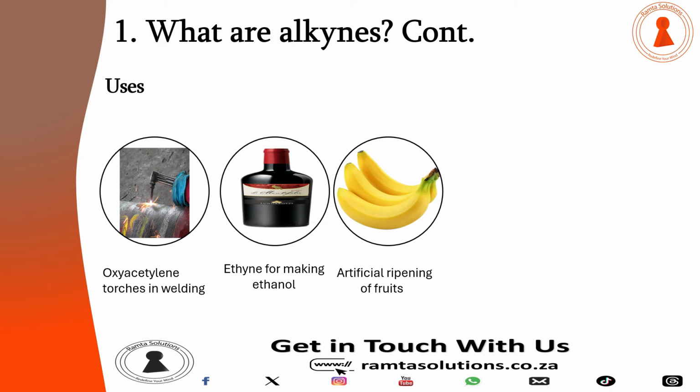Further, we can use alkynes for the artificial ripening of fruits. I have this thing where I like ripening my avocados using A4 papers. I found that A4 papers are somehow creating a speedy ripening process.